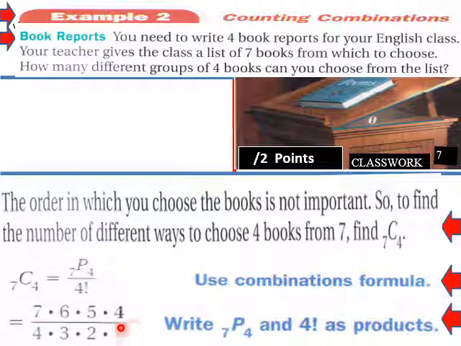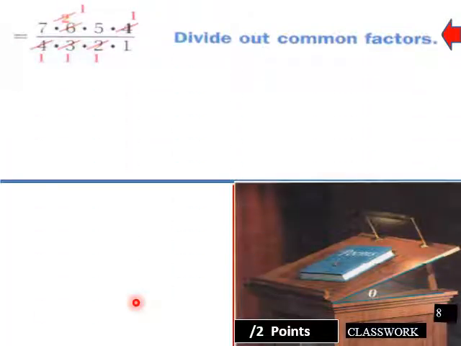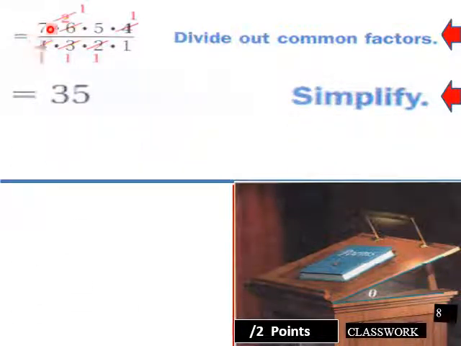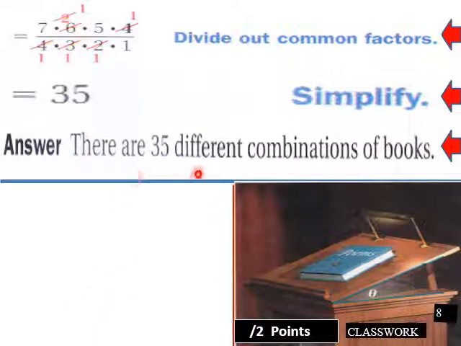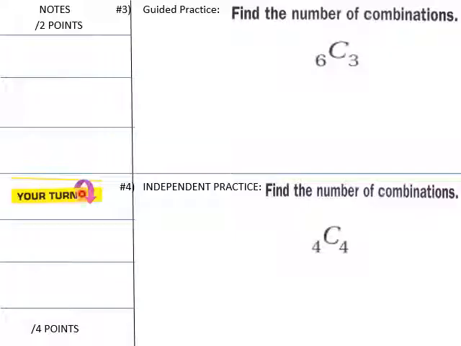7 times 6 times 5 times 4 over 4 factorial. These will cancel. 7P4, and factorial is products. So what actually happens here is 4, 3, 2, 1, and then these will factor out here. What they do here is they factor this times this out, which they shouldn't do, but they did. Anyway, we're left with 7 times 5, which is 35. So there are 35 different combinations of books, and that'd be using your combination formula to figure a problem out like that.